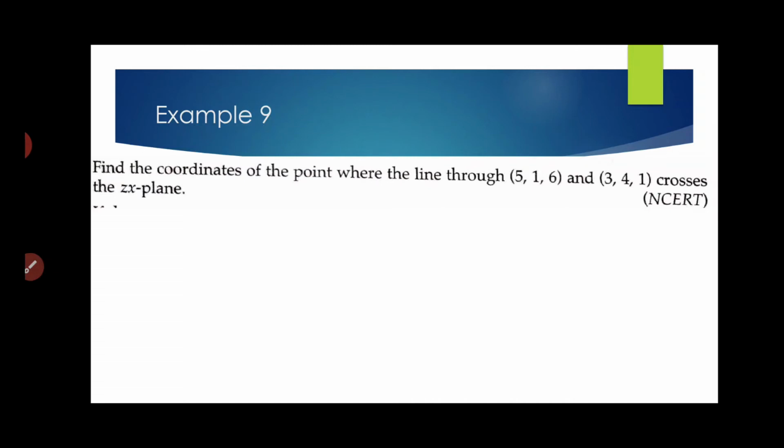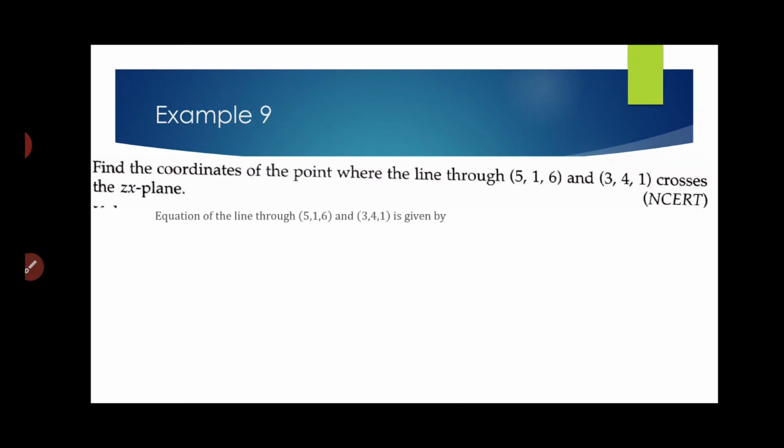Next, number 9. Find the coordinates of the point where the line through (5, 1, 6) and (3, 4, 1) crosses the zx plane. So let us first find the equation of the straight line, which is important, and then we can go on finding the point on the zx plane.